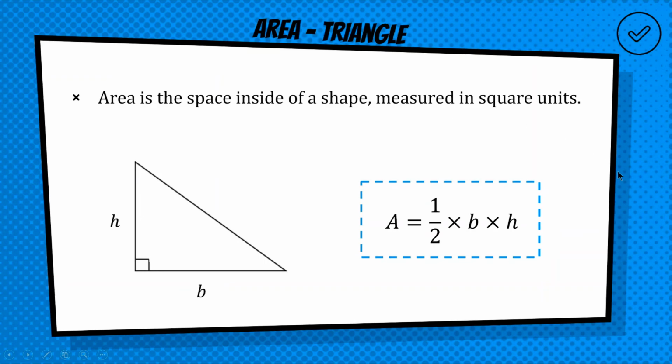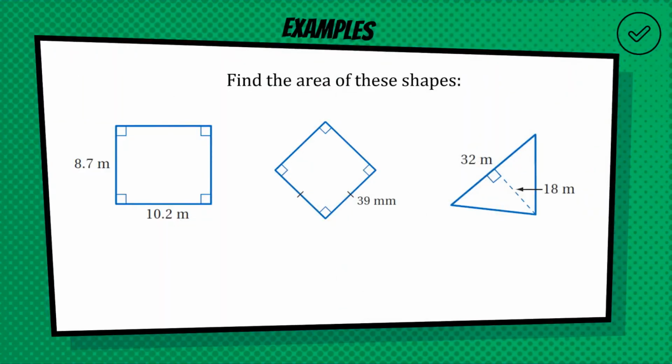All right, let's do a few examples to really get our heads around this. We're going to find the area of these three shapes. If you think you know what you're doing, pause the video, have a go. Okay, so for the first one, we have a rectangle. So like I said, to find the area inside, all that needs to be done is multiply the base and the height. Okay, so we'll do 10.2 times 8.7. I'm not going to do that in my head. I'm going to grab a calculator and get the answer, which is 87.74.